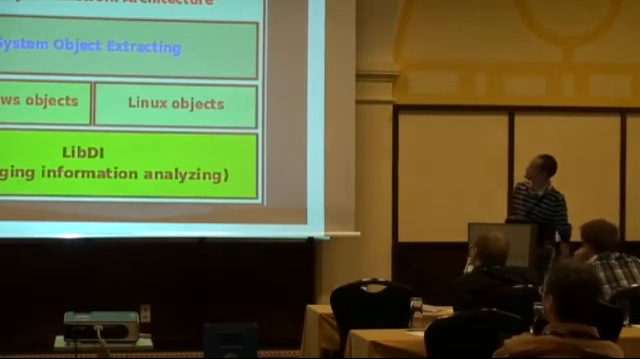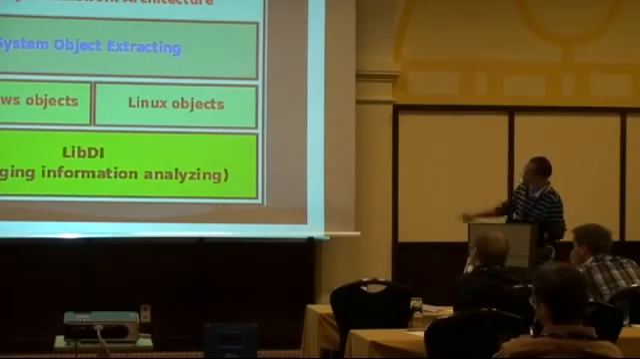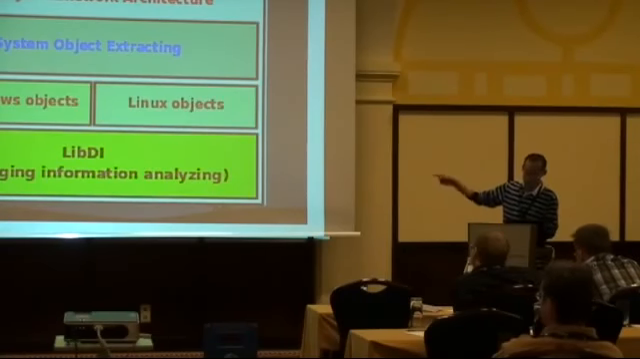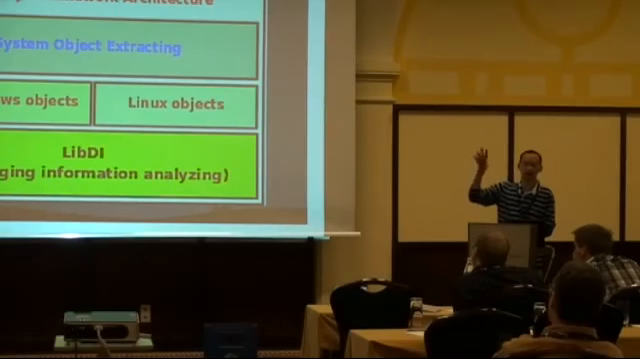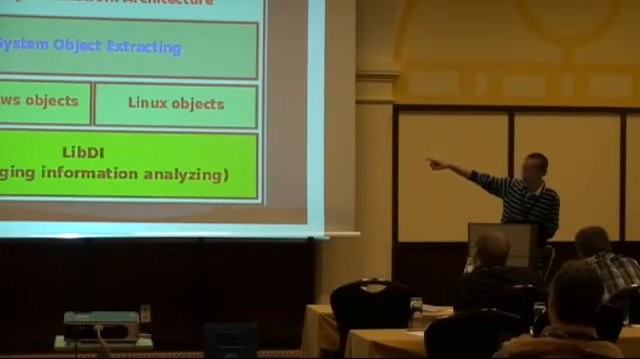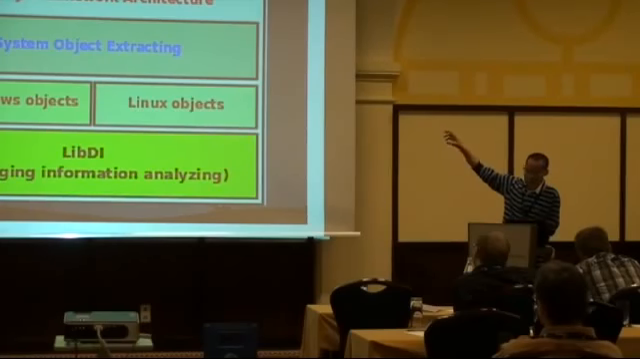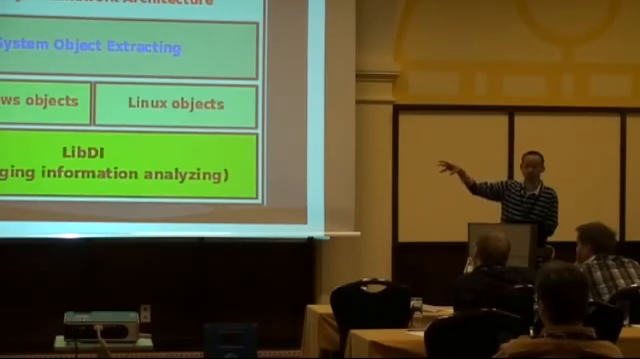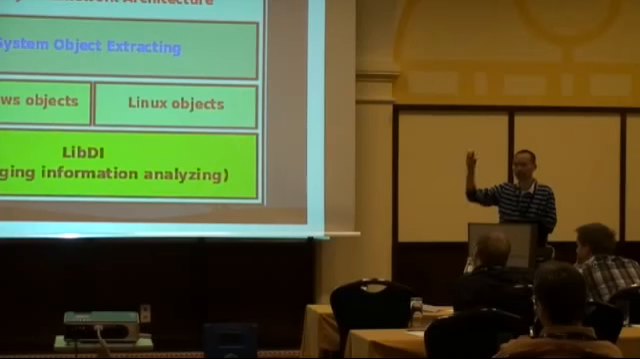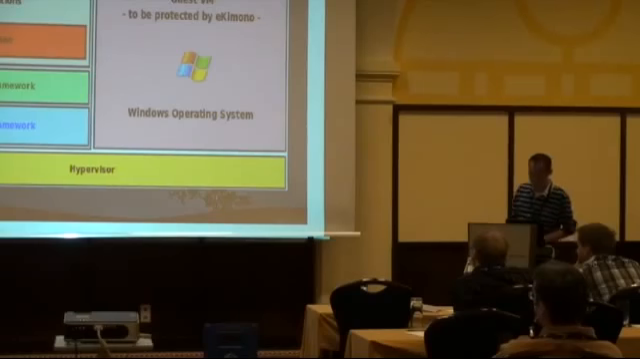So here is the architecture of eKimono again. The bottom layer provides the information about every object in the system. Now we support Windows objects and Linux objects, all kinds of Windows versions. And the top layer uses the information provided by the bottom layer, and it goes to the memory and extracts out everything you want to have: kernel modules, processes, their DLL files, and so on.